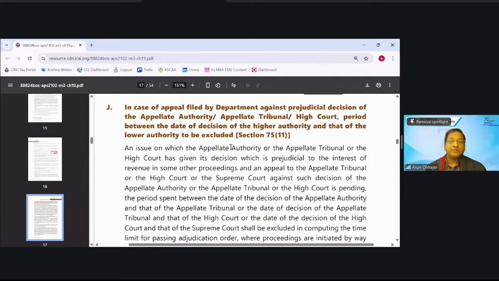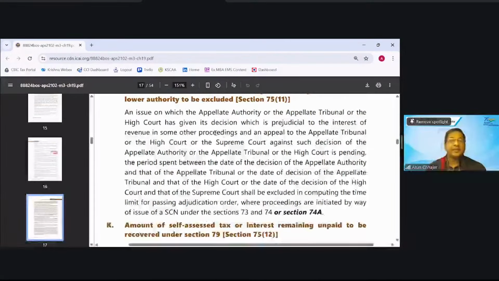In case of the appeal filed by the department against the decision of the appellate authority, appellate tribunal, high court, the period between the date of the decision of the higher authority and that of the lower authority is to be excluded. क्या मतलब है? Let's see. An issue on which appellate authority or tribunal or high court has given its decision which is prejudicial to the interest of the revenue in some other proceeding, and an appeal to the appellate tribunal or डिमांड किसकी थी?